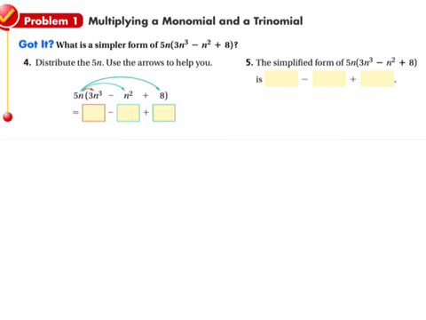In this example, we're going to distribute 5n. First, we're going to multiply 5n by 3n cubed. That equals 15n to the fourth. Then we're going to multiply 5n by negative n squared. That equals negative 5n cubed. Then we're going to multiply 5n times 8, which is 40n.